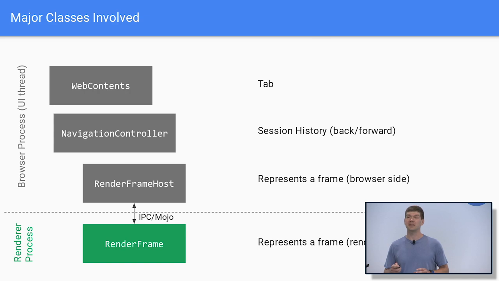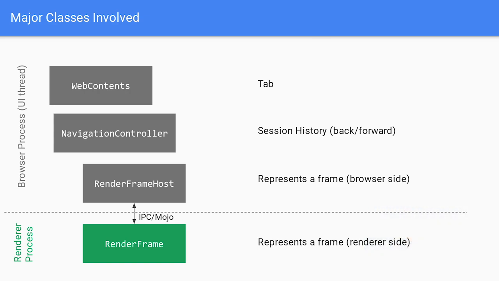Now, web contents is this class that basically represents a tab in most cases. There are some other uses of it, like for extensions and pop-ups and Chrome apps and so forth. But you'll be fine if you just think of it as the current tab, specifically the white content area, not including the tab title, not including the Omnibox itself. And as you navigate in the same tab from one page to another, the web contents object stays the same.